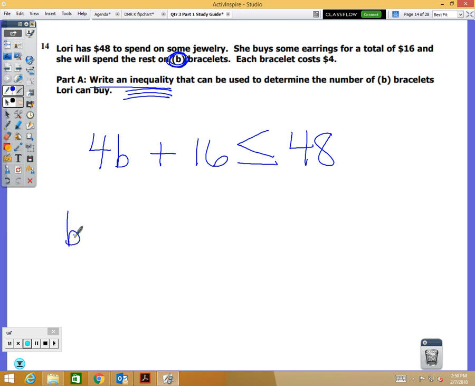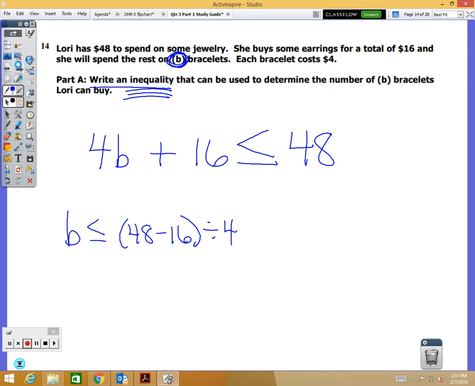B should be not by the 48. Some people had it written like this. That's fine also. But again, the alligator is going that way. It's not eating the B. The bracelets seem to be the least amount of things.